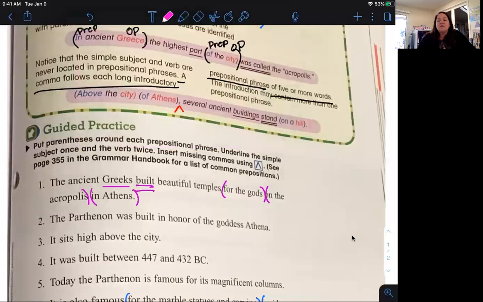The Parthenon was built in honor of the goddess Athena. So what is your verb? And I'll give you a hint. It's a verb phrase this time. Was built. Ask yourself who or what was built. Parthenon was built. Now we need to go on a hunt for our prepositional phrases. In honor of the goddess Athena. Great, let's move to 3.